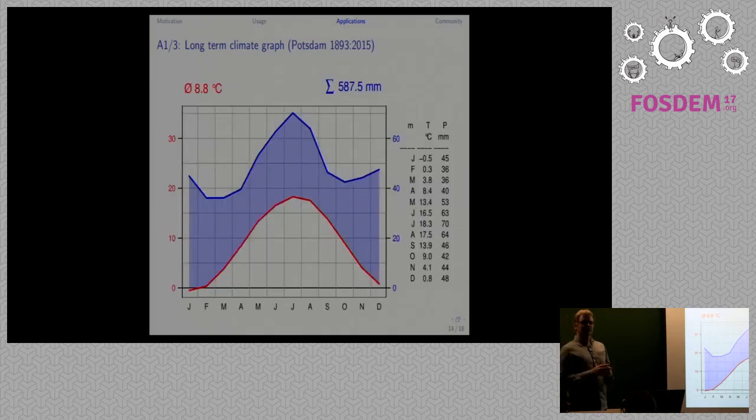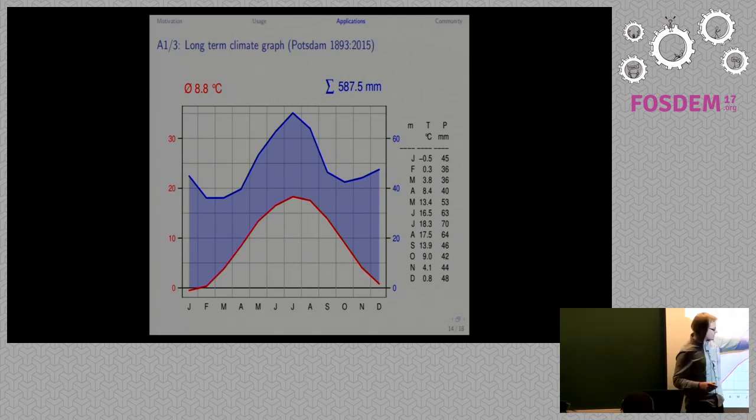Who of you is familiar with climate graphs? A few. So briefly, explain what it does. You have the temperature here in red, and that means over a long term, the average, say, July temperature is like 18 degrees in Potsdam, which is in the northeast of Germany near Berlin.